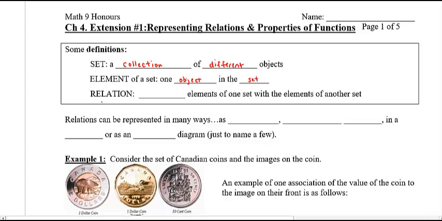Where a relation, and this is the key word, we're going to see this a lot today, a relation really associates, so it makes a connection, or it associates elements of one set with elements of another set. And we're going to look at relations today, and they can be represented in many different ways. As words, something called an ordered pair, which you might have seen already before when you do graphing. In a table, like a table of values, or as an arrow diagram. And those are just to name a few, but those are the ones that most often are seen in math.